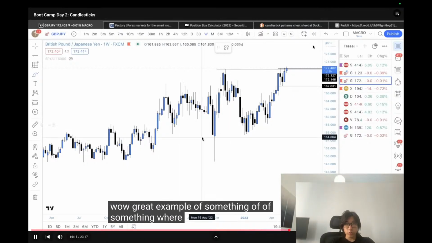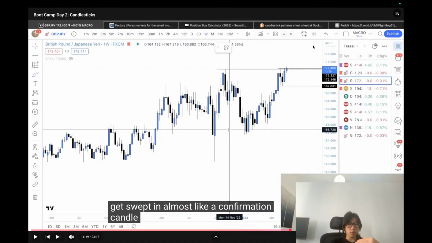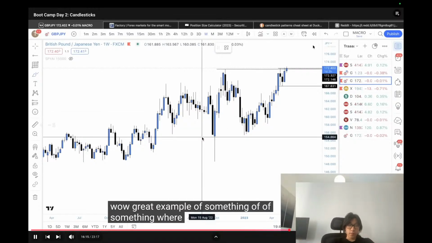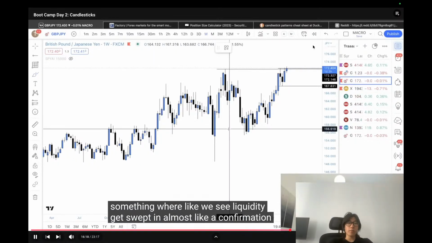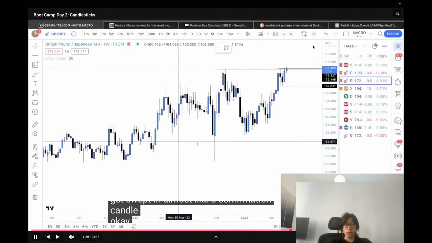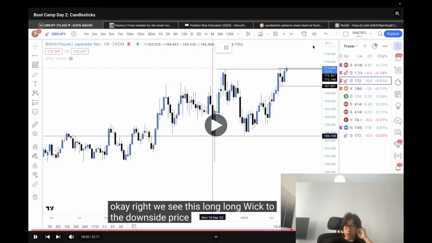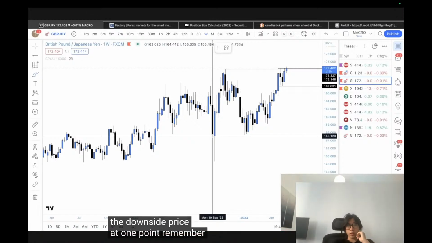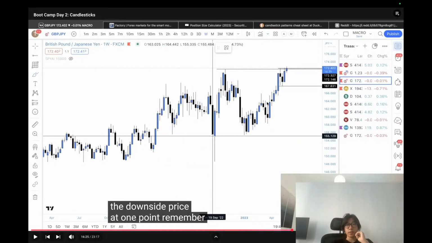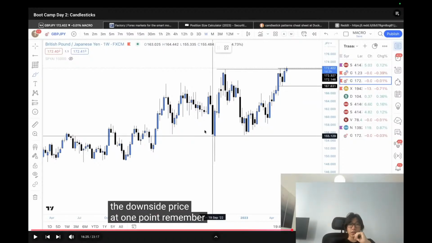Where we see liquidity get swept in, almost like a confirmation candle. Okay, we see this long wick to the downside. Price at one point was down there, and then the ending point is way higher than that. That means it's got super high bullish momentum.